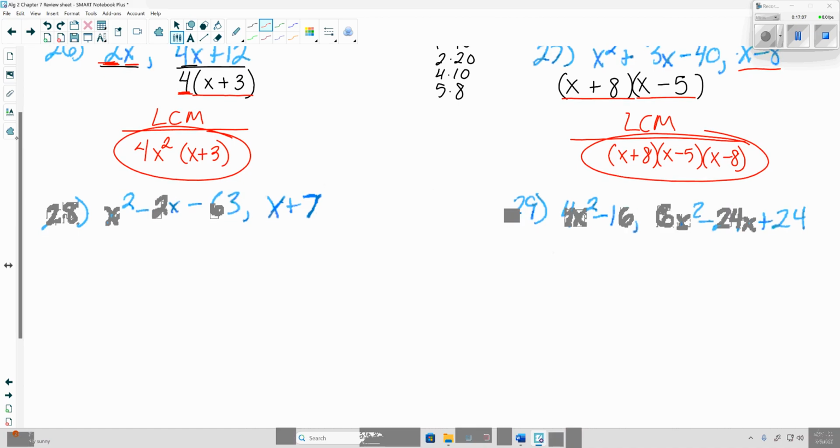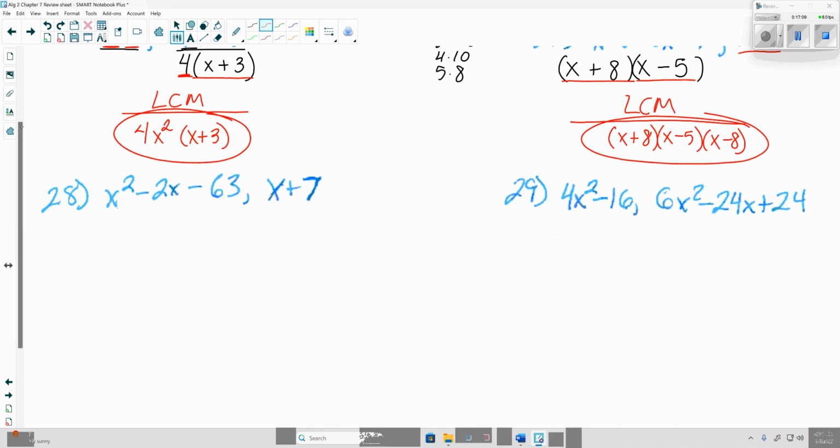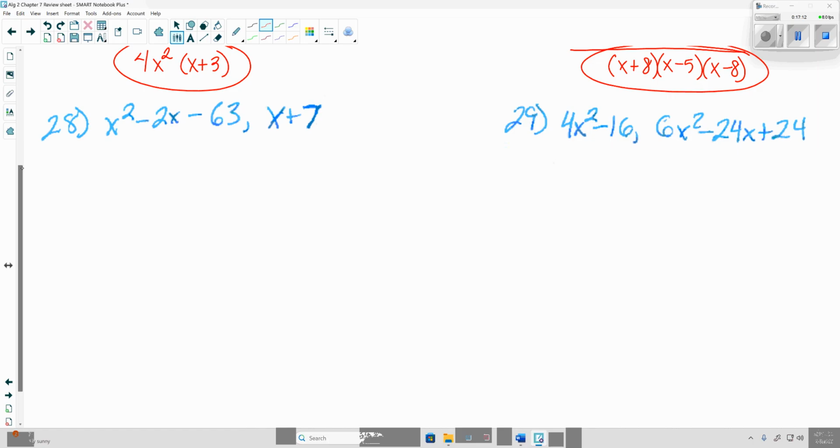Let's look at 29. Let's start with the 4x squared minus 16. Between these two here, they do have a greatest common factor of what? 4. Always start with greatest common factors when we're factoring. Always start with greatest common factors.